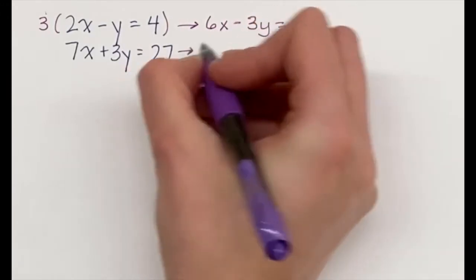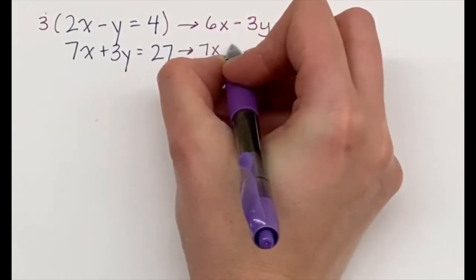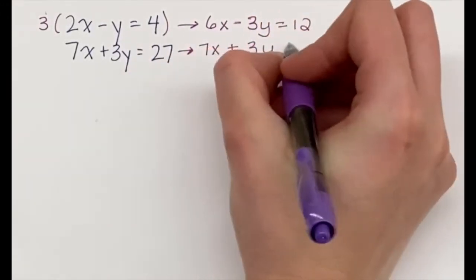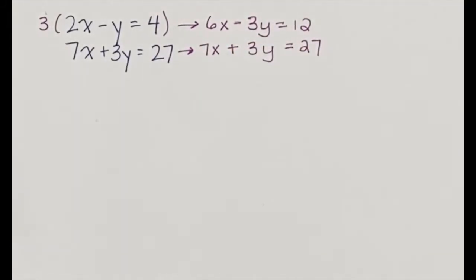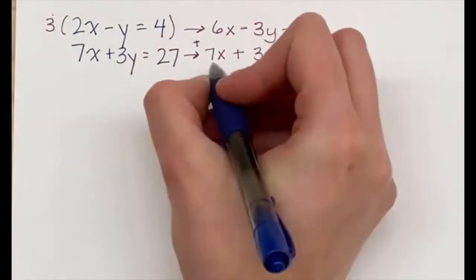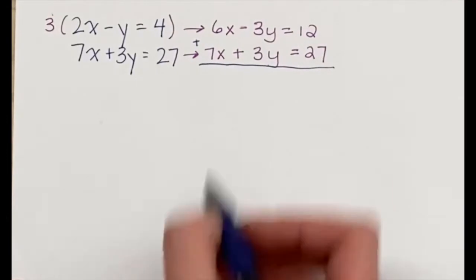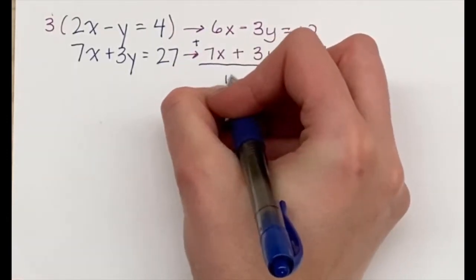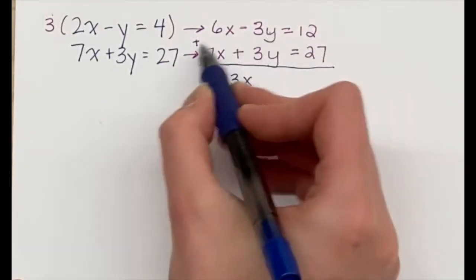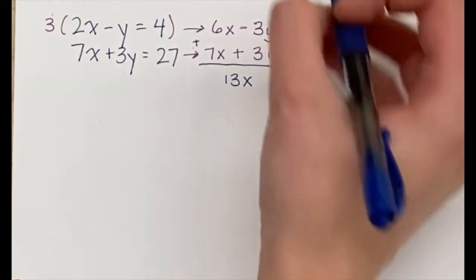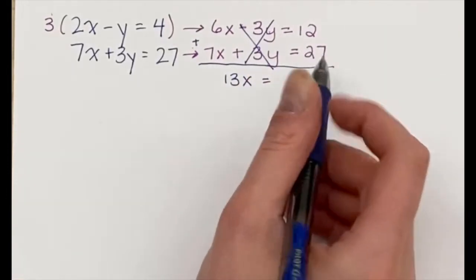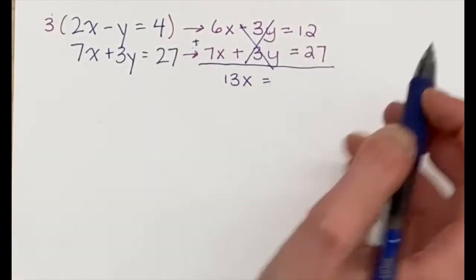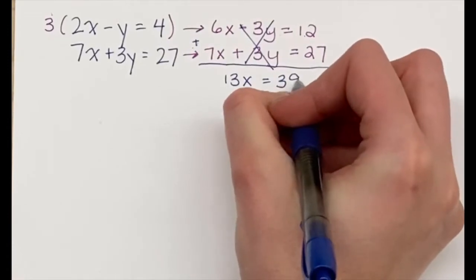And just because I like to have them written on top of each other, I'm going to recopy the other equation here. Now we have a system that's set up nicely for elimination. So I'm going to go ahead and add these two equations together. 6x plus 7x is 13x. These two, -3y plus 3y, should eliminate. That was my goal. And again, remembering to add the constants, 12 plus 27 is 39.